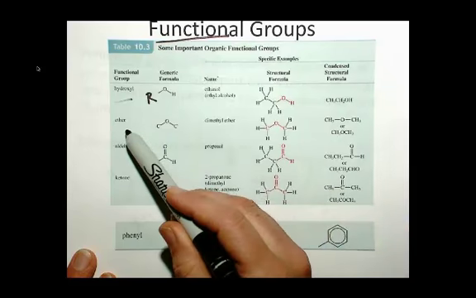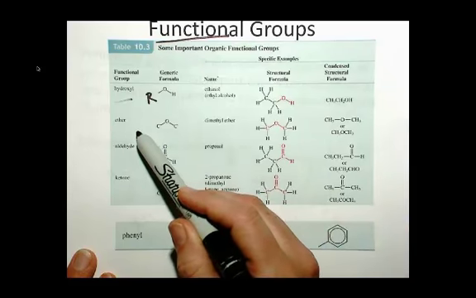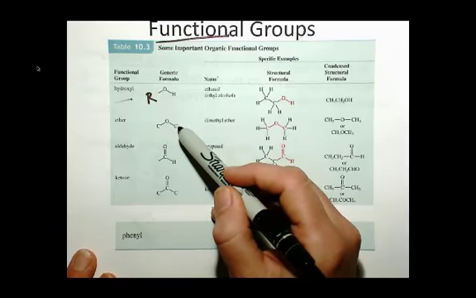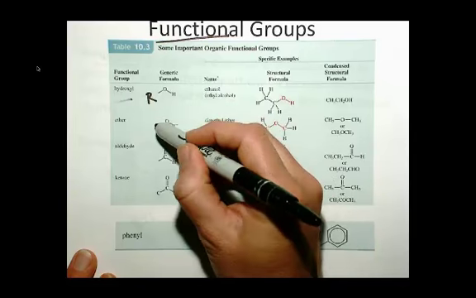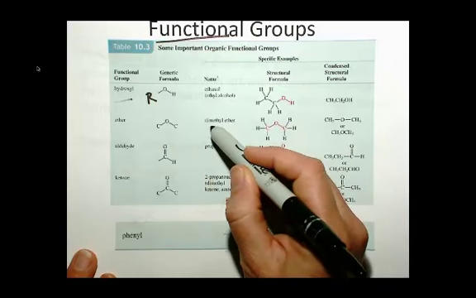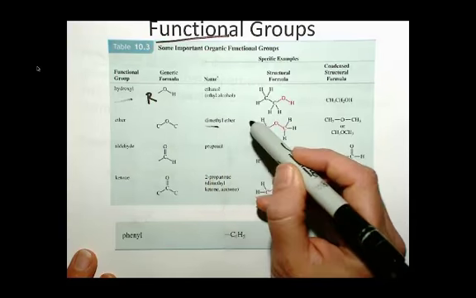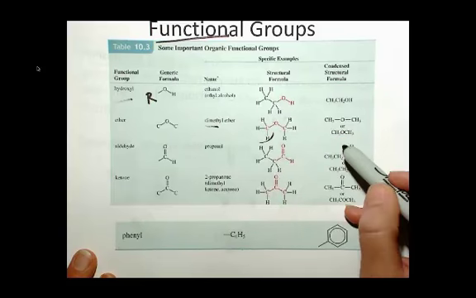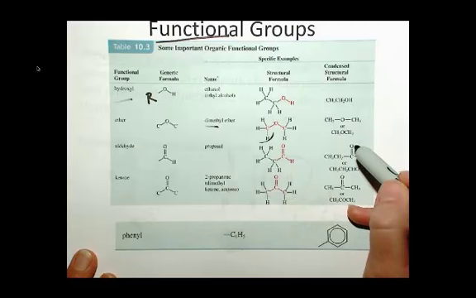All right, and the next one listed here is ether. An ether functional group is when a carbon has a single bond to an oxygen, and then the oxygen has a single bond to a carbon. So the rest of the hydrocarbon exists on either side. The simplest ether is dimethyl ether because there's a methyl group on either side of the oxygen. Here's two different ways to represent it.